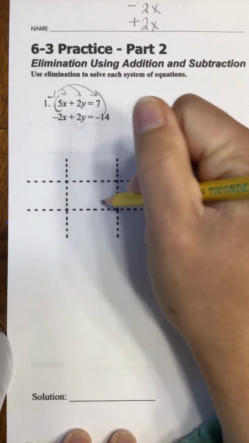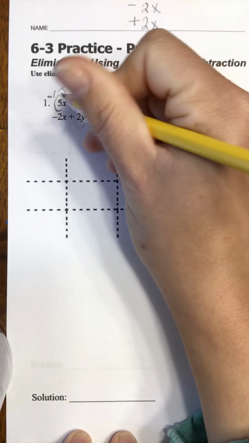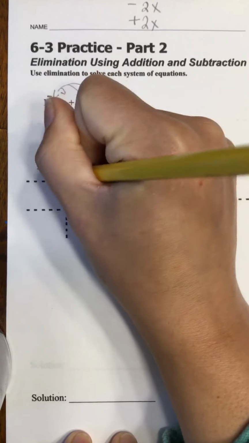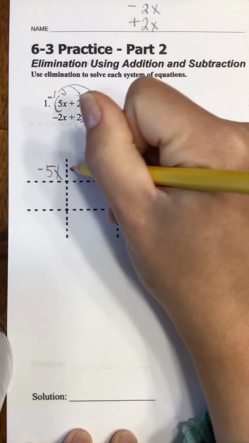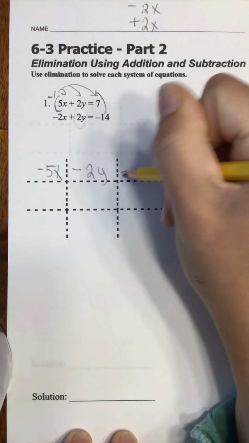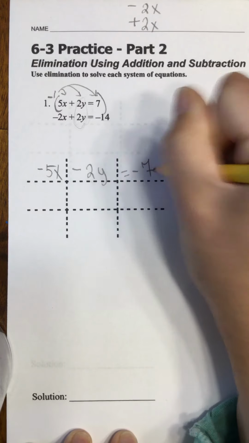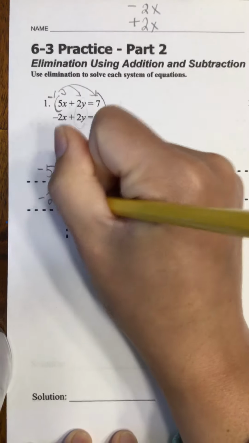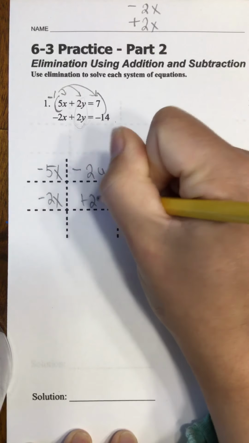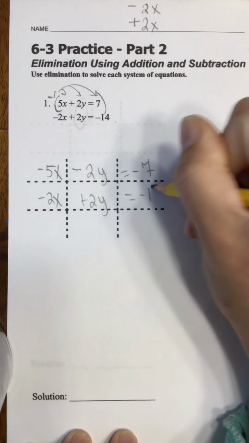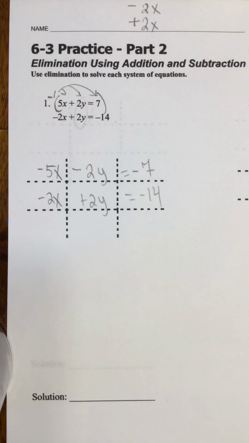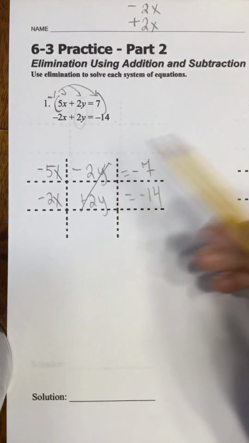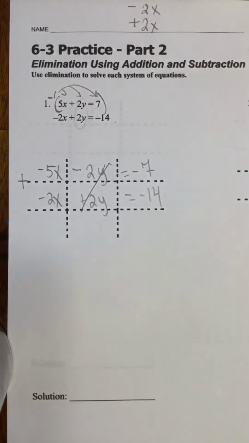So I'm just going to rewrite this into my brackets here. So I'm going to have -5x minus 2y equals -7. And then I'm going to bring down this second problem. So I have -2x plus 2y equals -14. So now I've set it up so that I can eliminate my two y's. Turn the rest into an addition problem.